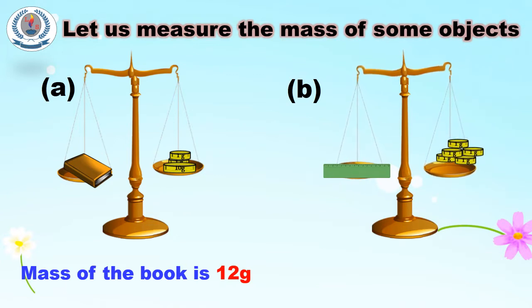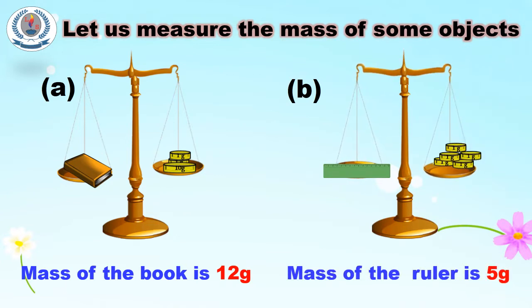Example B. Look at the scale. Can you tell me the mass of the ruler? Observe it carefully and tell me the answer. Yes, the mass of the ruler is 5 gram.